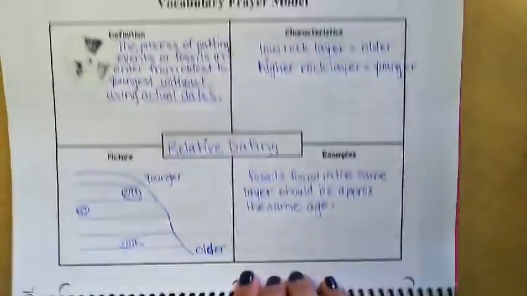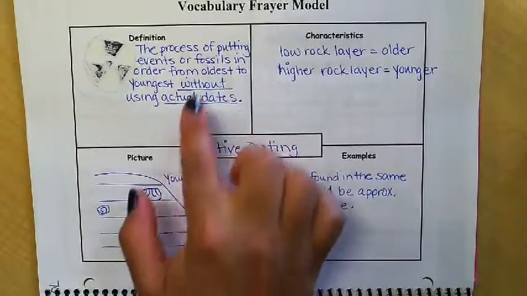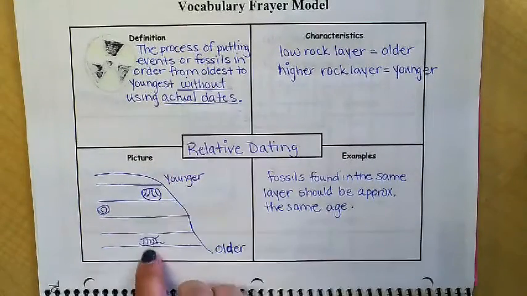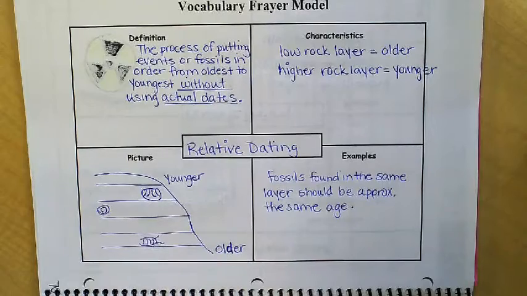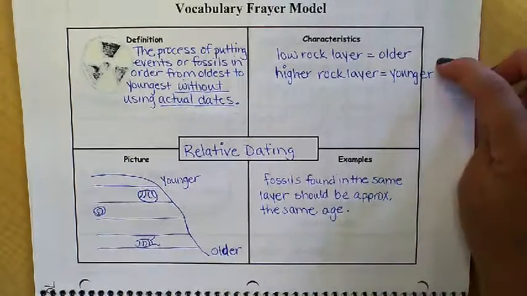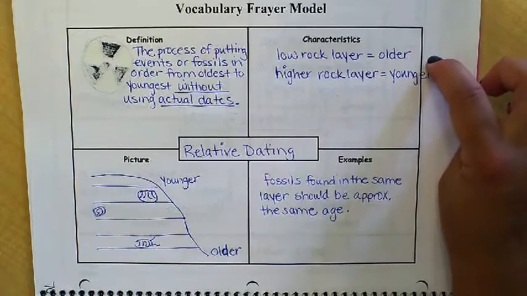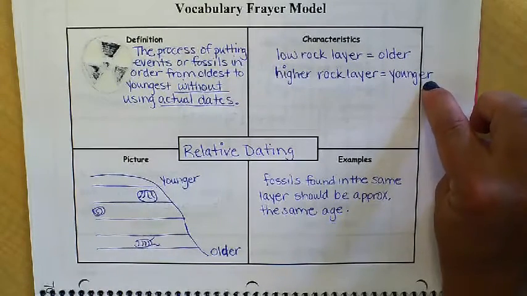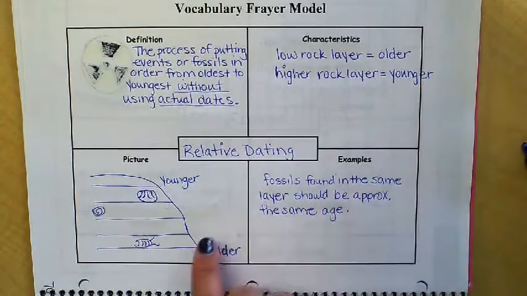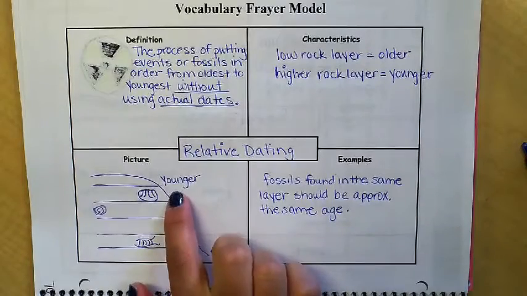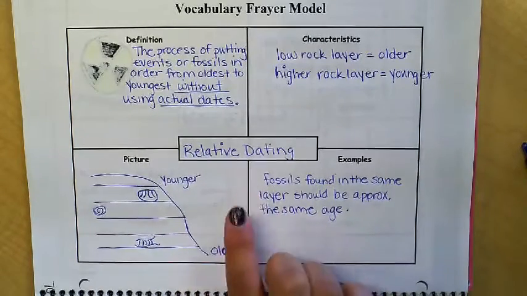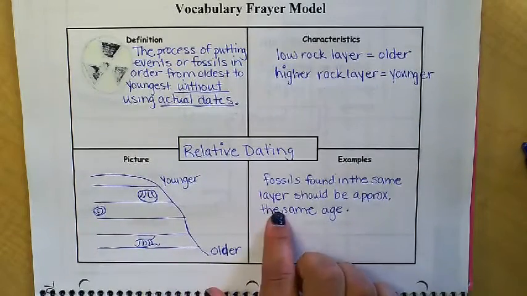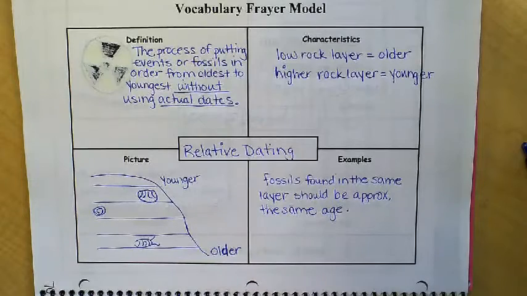The second word then is relative dating. This is the process of putting the events or the fossils from oldest to youngest without using actual dates. We know that the lower the rock layer, the older the fossils are, and the higher up the rock layer, the younger. So older down here, younger up here. We do know that fossils, if they're found in the same layer, should be about the approximate same age when you're talking about relative dating. There's your fossils.